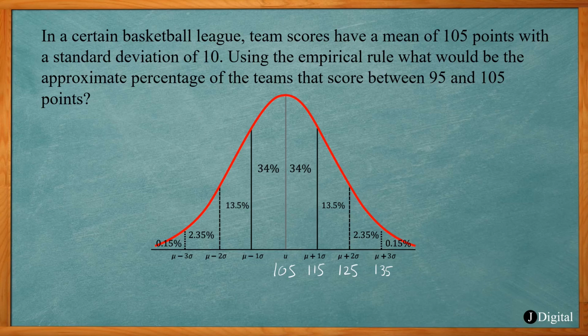Now if I subtract 10, that'll give me 95 here. Subtract another 10 will give me 85. Another 10, 75. So if I wanted the percentage between 95 and 105, that basically is going to be this area here, because we got 95 here and 105 here. So our answer would be 34%.